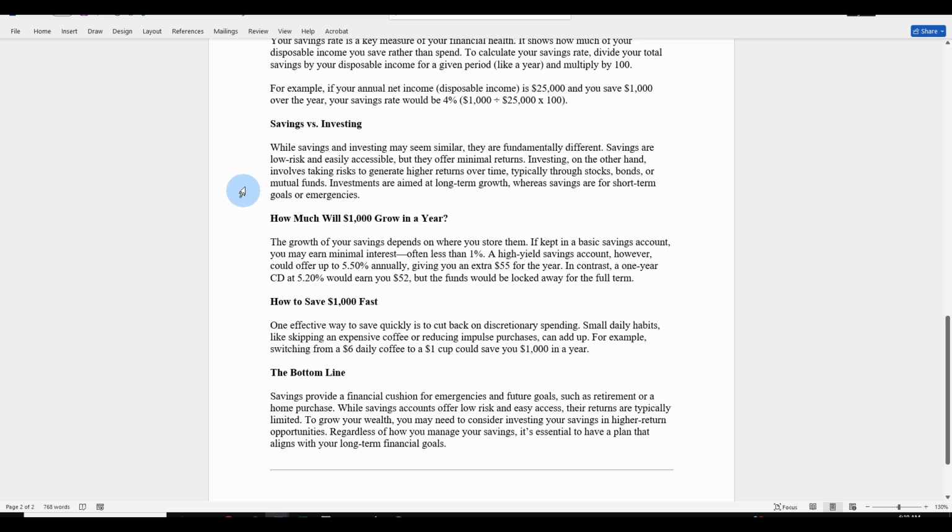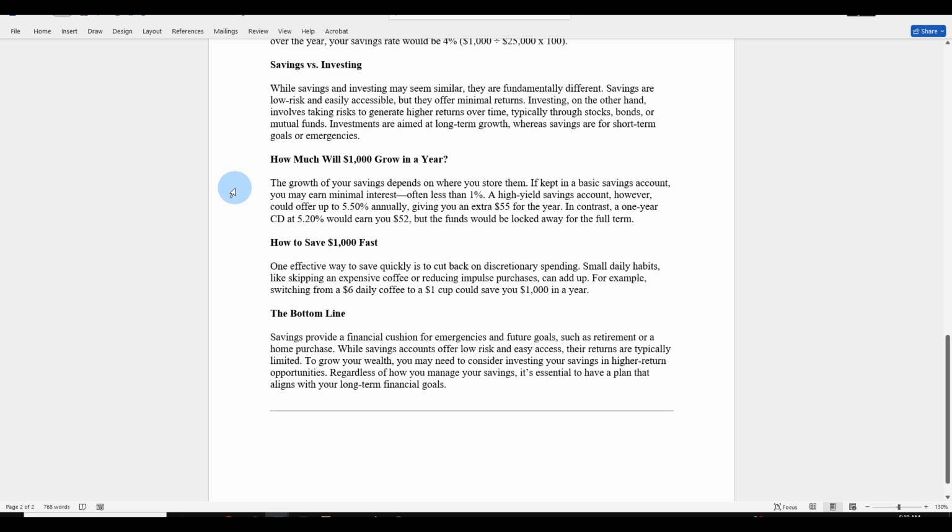Savings versus investing: while savings and investing may seem similar, they are fundamentally different. Savings are low risk and easily accessible, but they offer minimal returns. Investing, on the other hand, involves taking risks to generate higher returns over time, typically through stocks, bonds, or mutual funds. Investments are aimed at long-term growth, whereas savings are for short-term goals or emergencies.